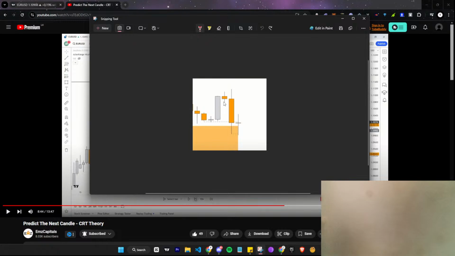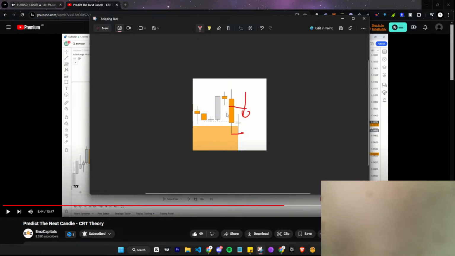Now, this is something that a lot of people do wrong because they see this manipulation, right? Manipulation, distribution, boom, TP. It doesn't work like that. You need to always wait for a loss in displacement, because this is an indication of the fact that we're losing displacement.